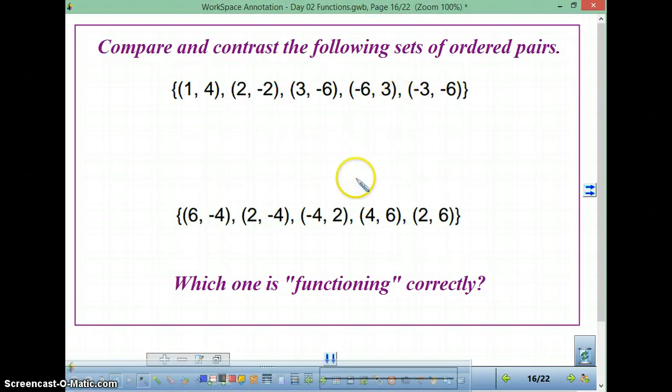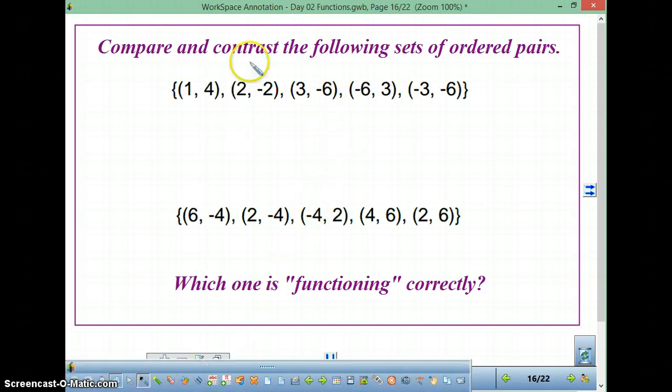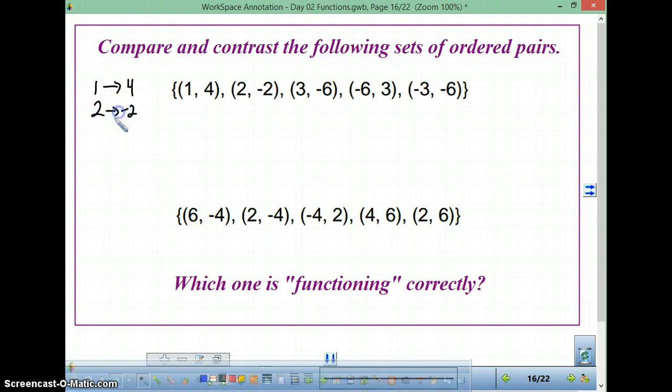Oh, here we've got ordered pairs. Function or not a function? I find ordered pairs really hard to see, so you might want to go ahead and make a little mapping. 1 goes with 4. 2 goes with -2. That's fine. 3 goes with -6. That's fine. -6 goes with 3. That's fine. -3 goes with, oh, whoops. We already have a -6, don't we? -3 goes with -6. Okay, function or not a function? This one, yes, this one is a function.